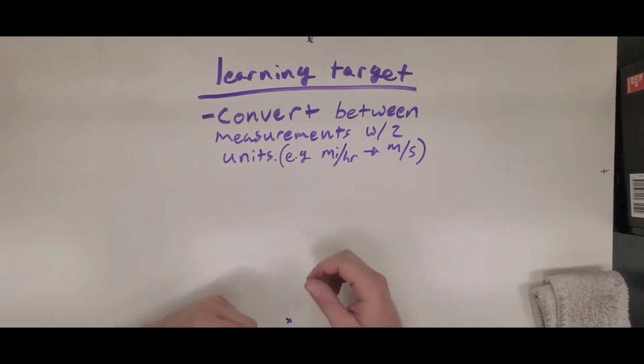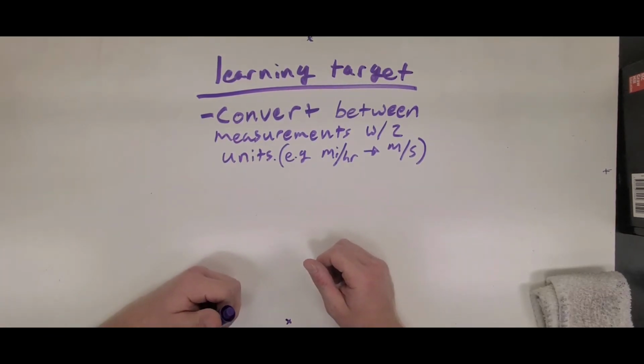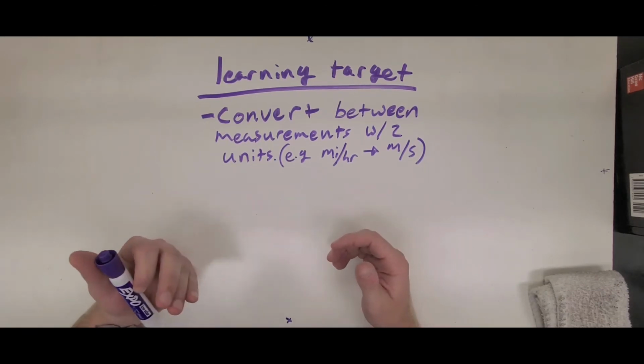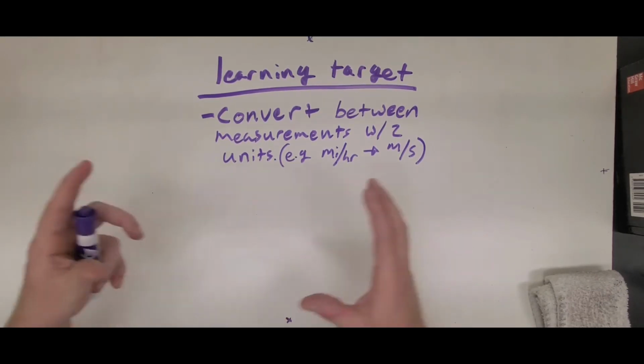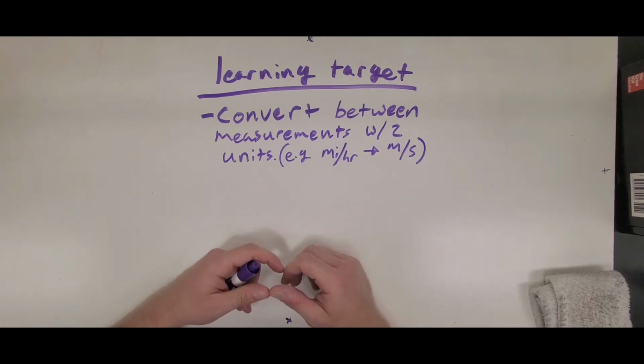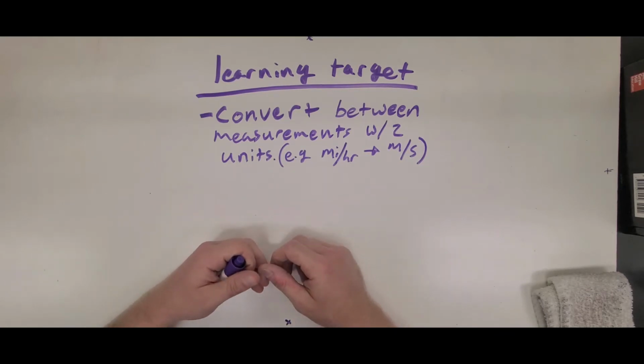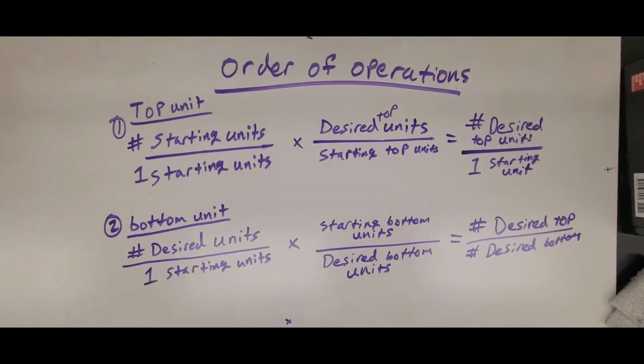For this video, I'm going to show you guys how to convert between measurements with two units, such as miles per hour to meters per second. I'm going to start the video off again with kind of showing you the process, order of operations to follow in order to convert between these types of units if you don't have access to Google, and then I'll work through a couple examples. That said, let's go ahead and get started.